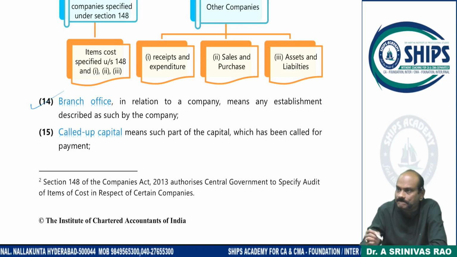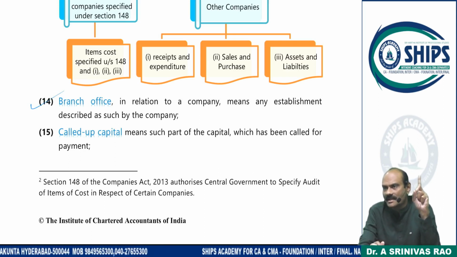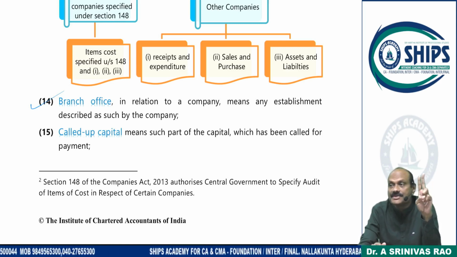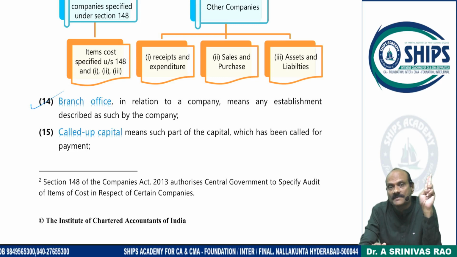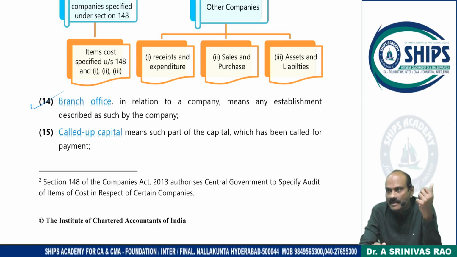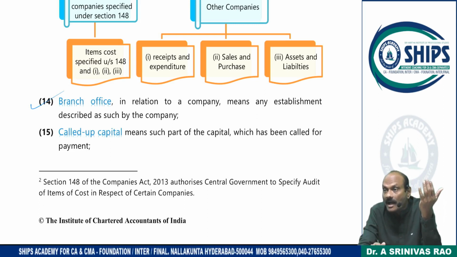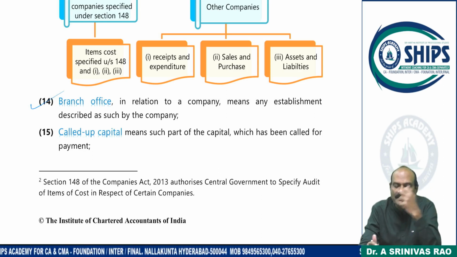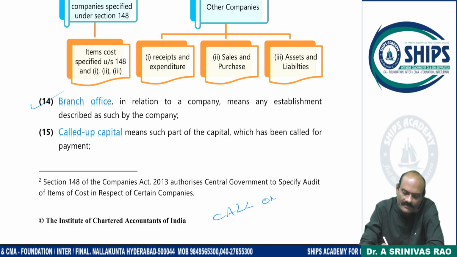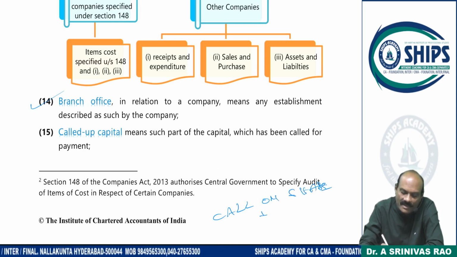Called up capital. I think all of you know authorized capital, the maximum capital of a company at the time of incorporation. What is issued capital? A part of the authorized capital issued to the public. Called up capital, the board of directors called to pay. What is the meaning of call on shares? Any idea? Call on share means demand to pay.